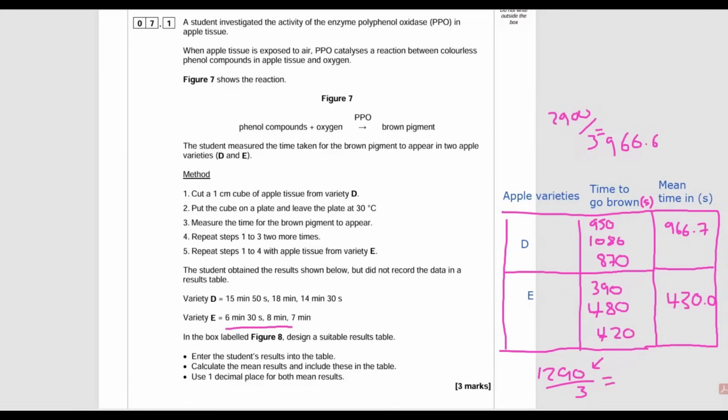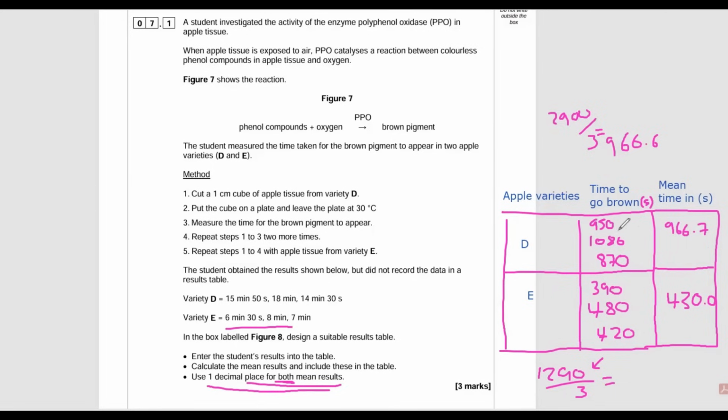They wanted it down here, you'll see, to one decimal place for both mean results. Look, they were really clear for both. I would have thought they put that in bold black just to give us a hint, but they want both, even though this one rounds to a whole number, 430, they want it 0.0 there. Otherwise, you're going to lose a mark.